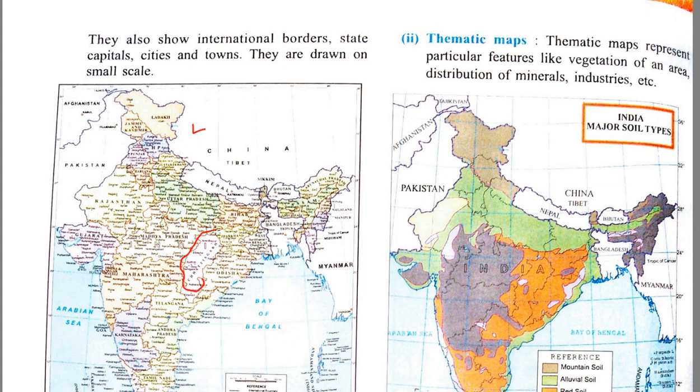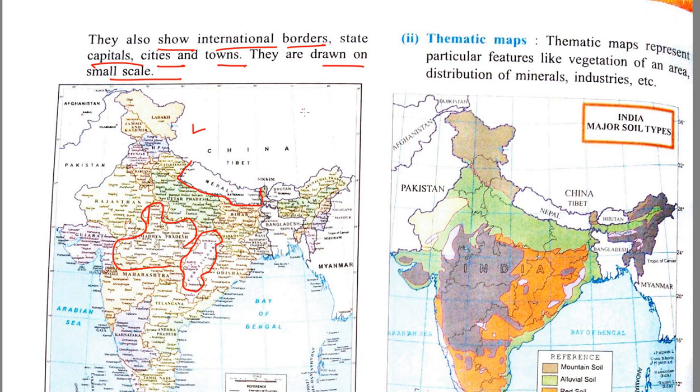So in that way, political expansion we are showing in this type of political map. They also show international borders, like in between Nepal and Bangladesh. This is the border. So state capitals, cities and towns are drawn on a small scale.